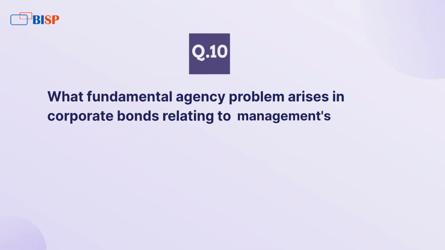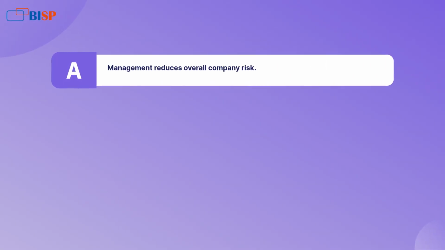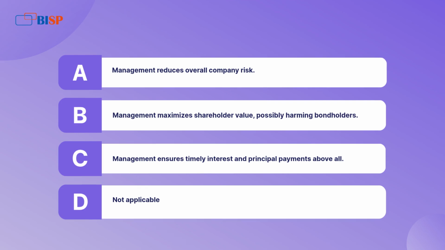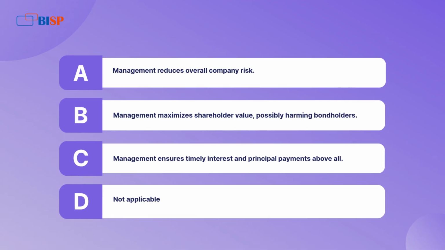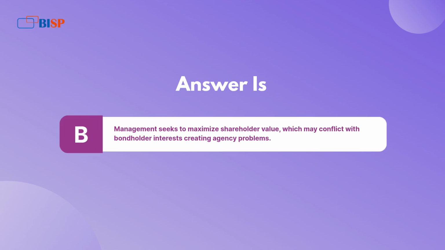What fundamental agency problem arises in corporate bonds relating to management's goals? A. Management reduces overall company risk. B. Management maximizes shareholder value, possibly harming bondholders. C. Management ensures timely interest and principal payments above all. D. Not applicable. Answer is B. Management seeks to maximize shareholder value, which may conflict with bondholder interests, creating agency problems.